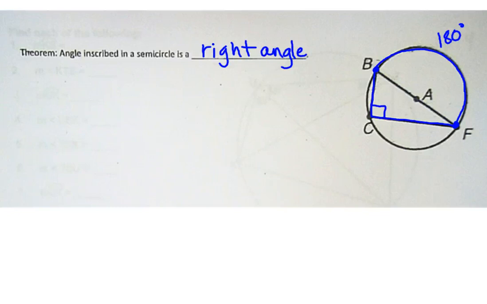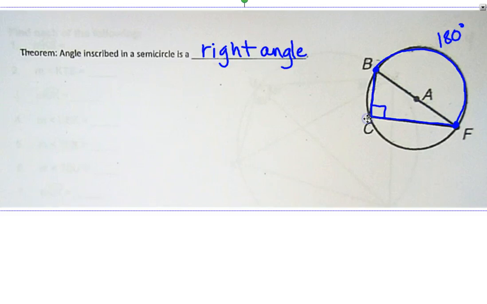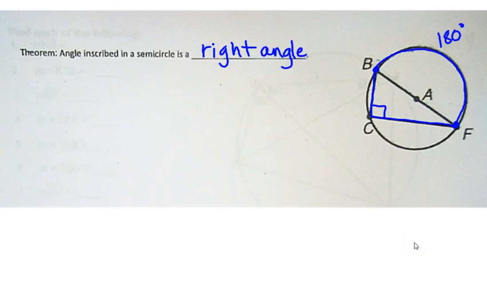It doesn't matter where that angle is, as long as it's inscribed on the circle, and as long as the side across from it is a diameter, this is always going to be a right angle. So anytime you have a triangle inscribed in a circle, if one side of that triangle is a diameter, the angle across from it is a right angle, and you have a right triangle.